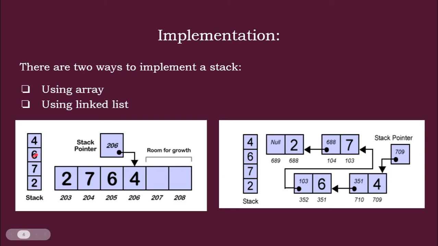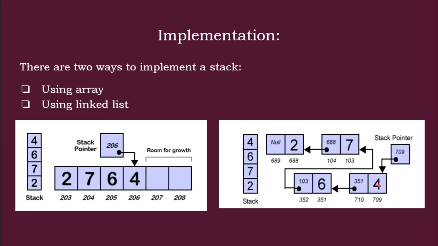Now the same stack is represented using the linked list concept. We know that a linked list consists of nodes, containing the data and the address. So initially it is assumed that the stack pointer, the top address, is 709. So 709 is the stack pointer which points to the top of the stack. That is the element 4. So now 709 points to the element 4, and the next element after 4 is 6. Now we have to follow the address of this 6 using the pointers. How is it done?